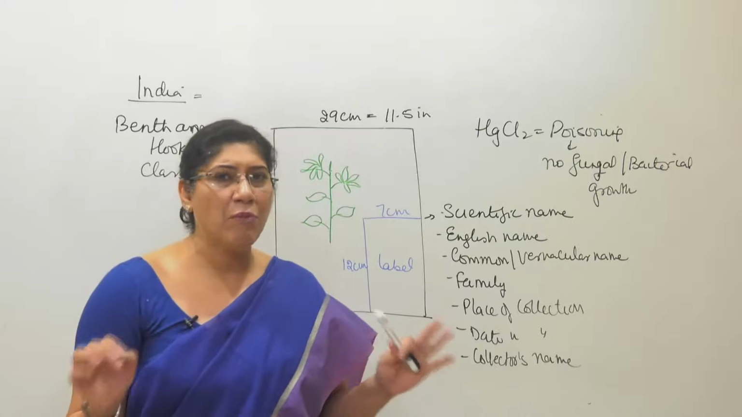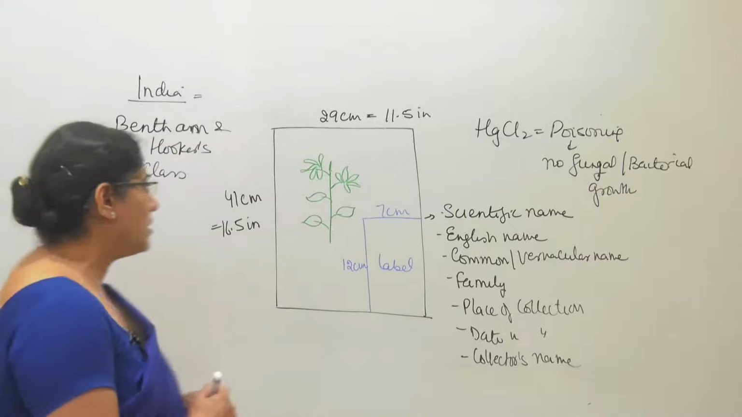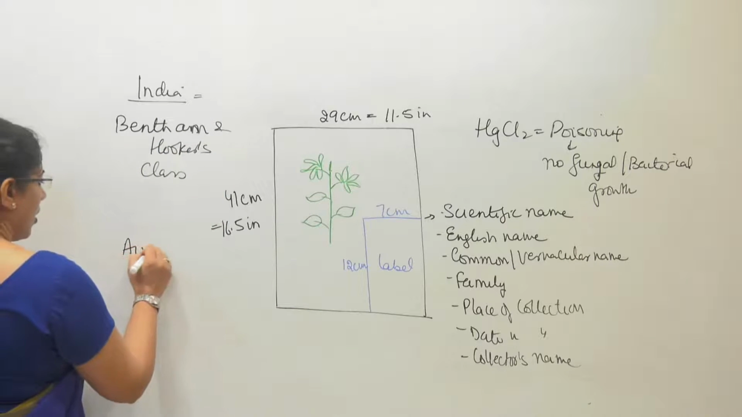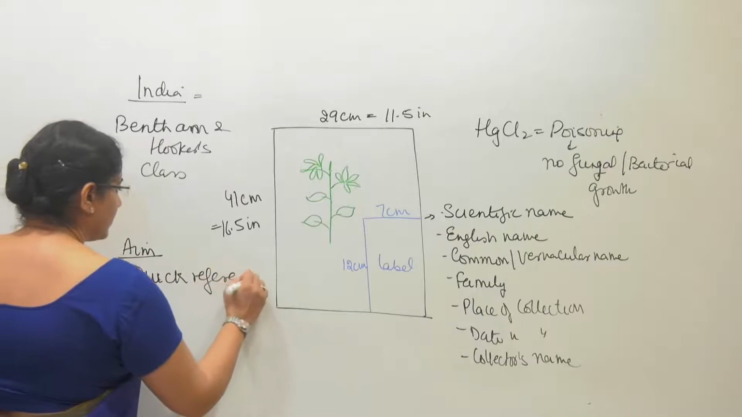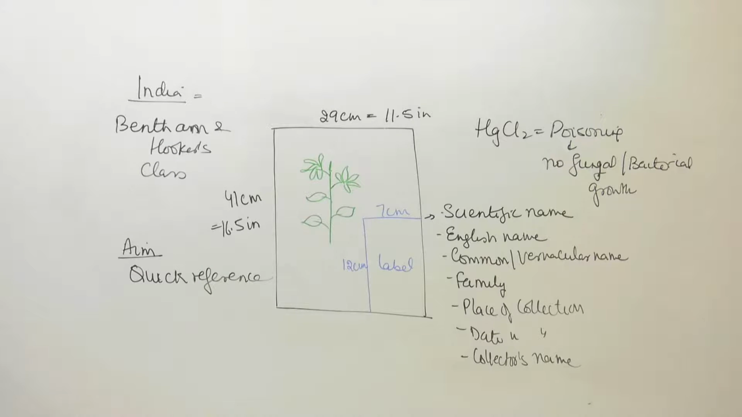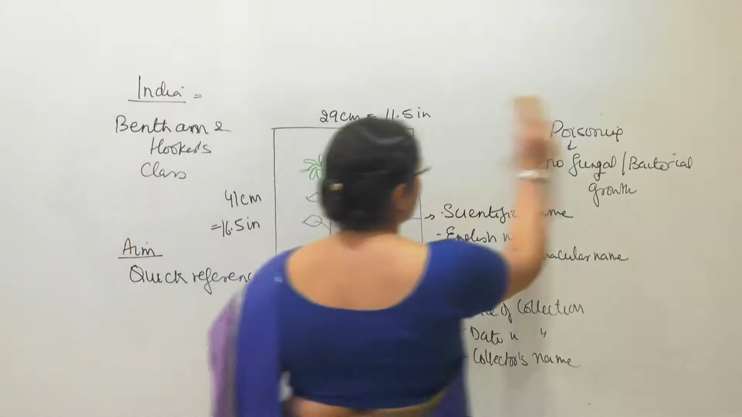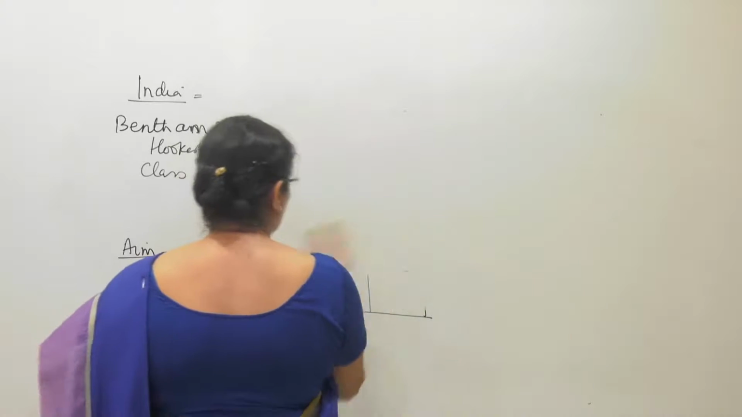The primary aim of herbarium is going to preserve parts of plants, no doubt. But if I am asked the primary aim of herbarium, then it is quick reference. You can go to a herbarium, refer to it, and look at the type of plants, the shape of plants, so that you can easily study. The largest herbarium in India is the Central National Herbarium in Kolkata. Otherwise, across the world, it is the Royal Botanic Gardens in Kew.